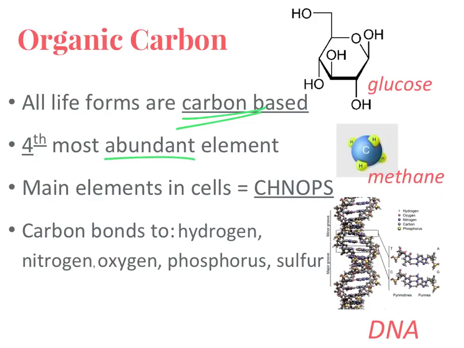And the reason why it's so important and reliable in all these different forms is it can bond to several other common elements. So it is one of the main elements found in cells because it can bond to all these other elements like hydrogen, nitrogen, oxygen, phosphorus, and sulfur.